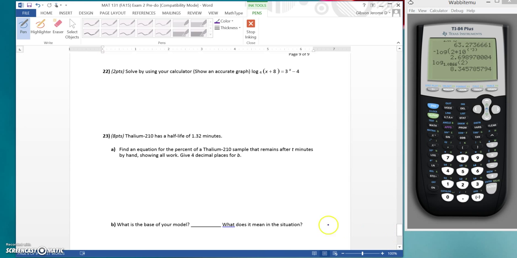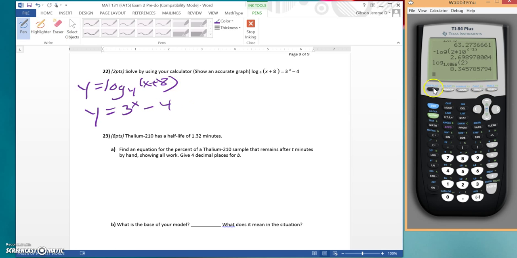We come here to problem 22. It says solve by using your calculator. Show an accurate graph. log base 4 of (x plus 8) equals 3 to the x, minus 4. Now what I'm going to do is show you the graph here. But remember, you have to draw a sketch of this. So now we would set both of these individual expressions equal to y. And then we will put that in a calculator.